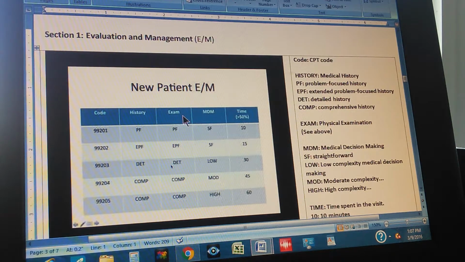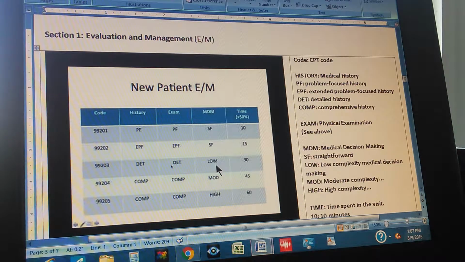Now we're going to go to exam. Exam means physical examination. And the initials are the same as in history. So it's a problem-focused examination, extended problem-focused examination, detailed examination, and comprehensive examination, right? The next column is MDM. What's MDM? MDM is medical decision making. And SF is straightforward. It's a straightforward medical decision making, right?